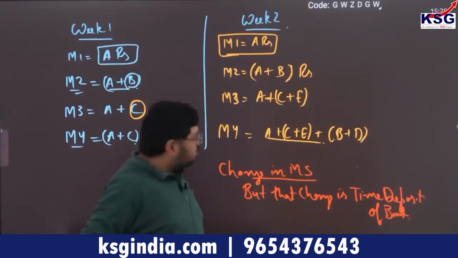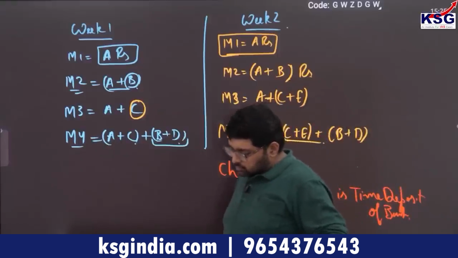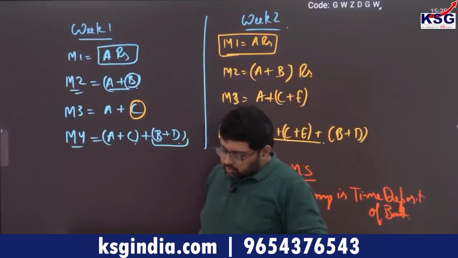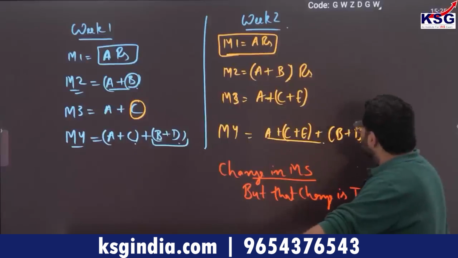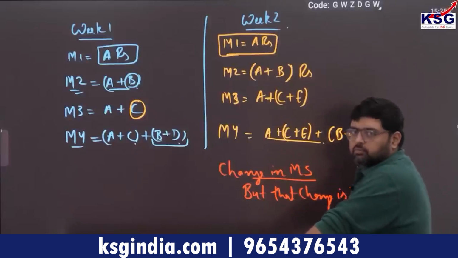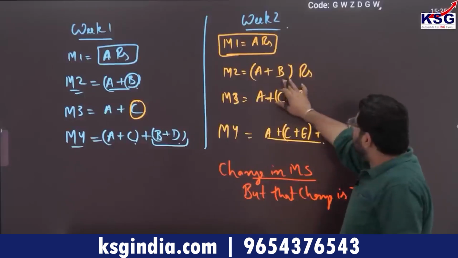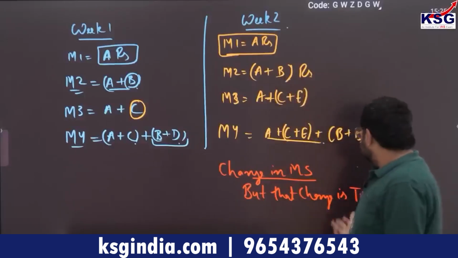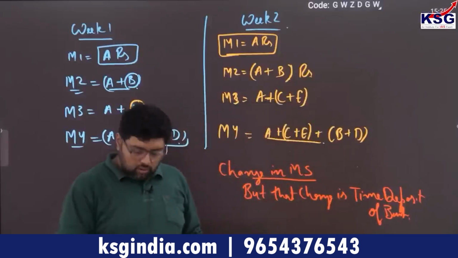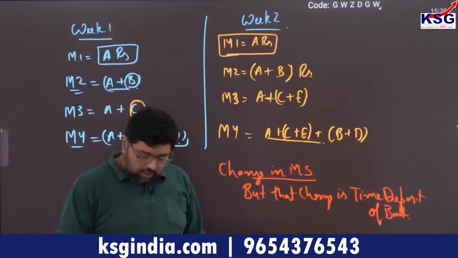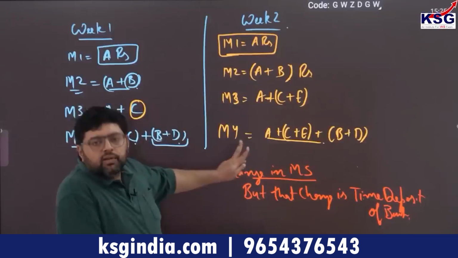So suppose this is the situation, week 1, week 2. If suppose there is no change in M3, or change is only in M2, then I will say that there is change in money supply but change is in post office. I can also say like this. Clear?